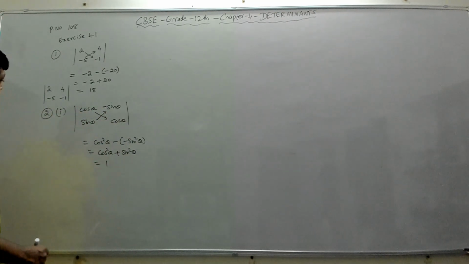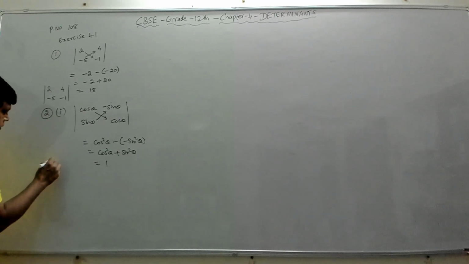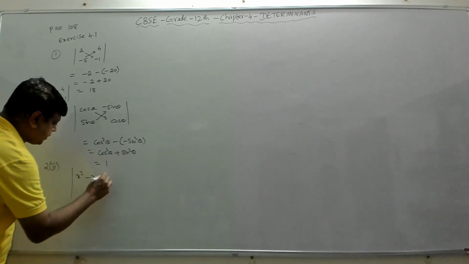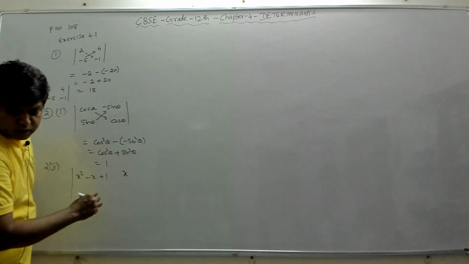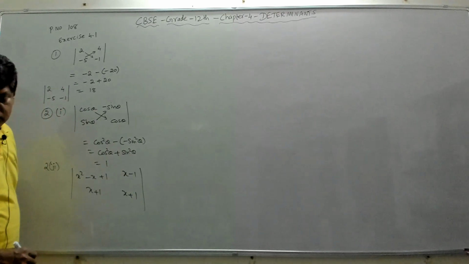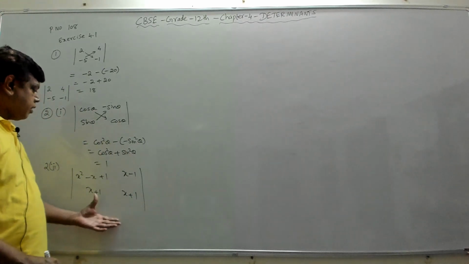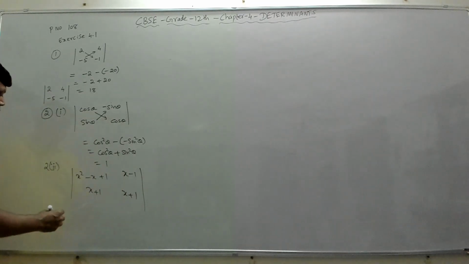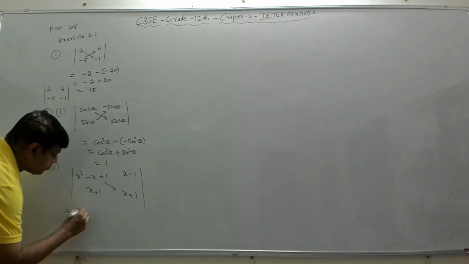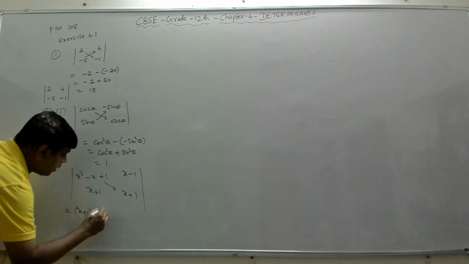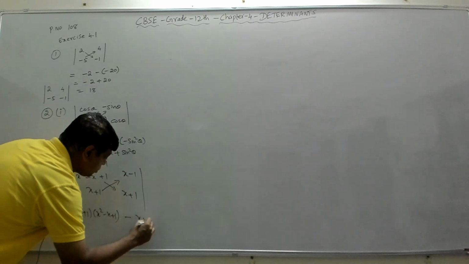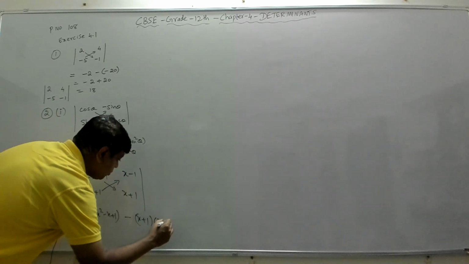Fine. So I'll do the second problem, second subdivision. It is the determinant of x square minus x plus 1, x minus 1, x plus 1, x plus 1. Now we need to evaluate this determinant. Again, this is equal to this into this, which is x plus 1 into x square minus x plus 1, minus this into this, x plus 1 into x minus 1.